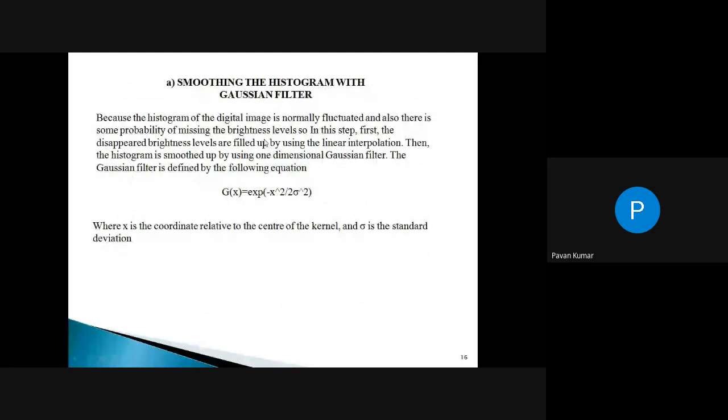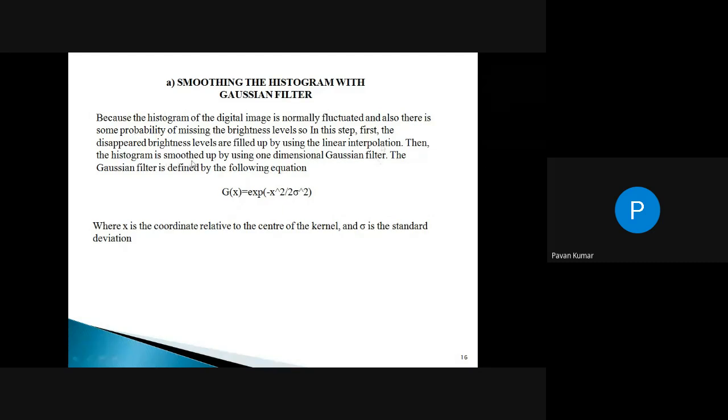Whatever image we are having, whenever you are capturing or processing that image, some intensity levels may be missed. So first, we need to fill up those missed intensity levels. In order to do this, we go for smoothing the histogram with the Gaussian filter. First, the missed intensity levels we will fill up with linear interpolation.